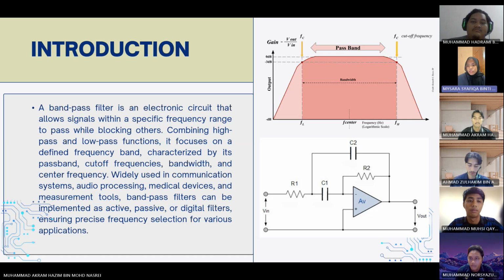These filters come in different forms. Active filters using operational amplifiers are precise and ideal for audio and biomedical use. Passive filters made of resistors, capacitors, and inductors are cost-effective for high frequency. Digital filters implemented through algorithms offer flexibility in applications like software-defined radios.